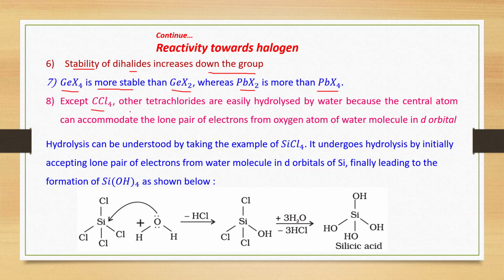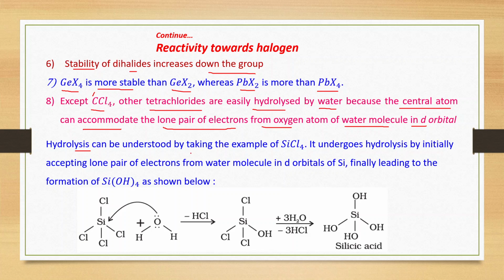Except CCl4, other tetrachlorides are easily hydrolyzed by water because the central atom can accommodate the lone pair of electrons from the oxygen atom of the water molecule in its d orbital. Actually, CCl4 does not undergo hydrolysis because carbon does not contain d orbitals, while other tetrahalides contain vacant d orbitals, and these vacant d orbitals can accept a lone pair of electrons from the oxygen of the water molecule, so they can be hydrolyzed easily.